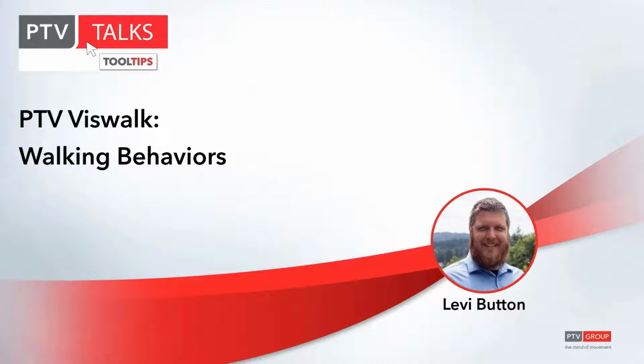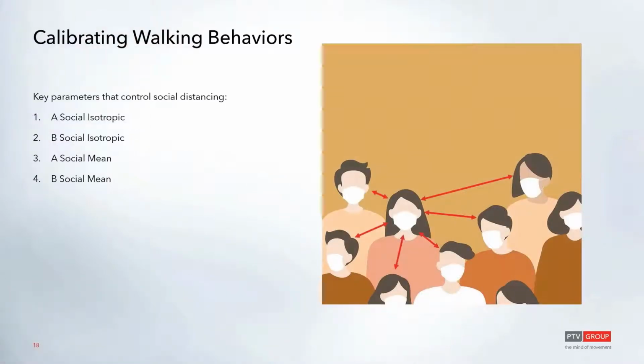Moving on to our third section, we're going to be talking a little bit about walking behaviors. We're not going to get too deep into them. We could spend the whole hour talking specifically about walking behaviors, but I'm just going to talk about a couple of the parameters, in particular the social parameters, because these influence the pedestrian's personal bubbles, if you will. So the key parameters we're going to be looking at are the asocial isotropic, the B-social isotropic, the asocial mean, and the B-social mean.